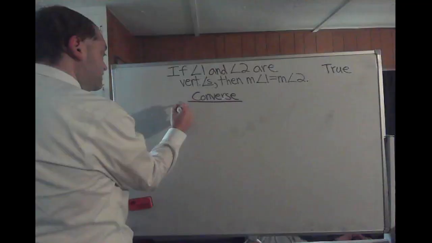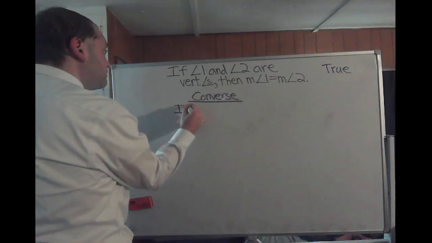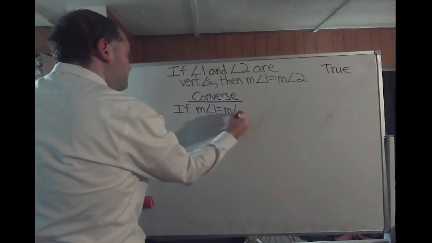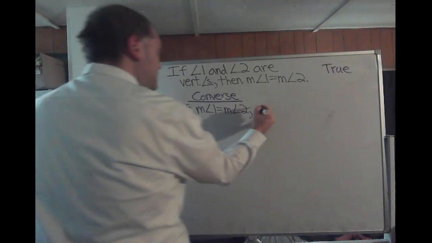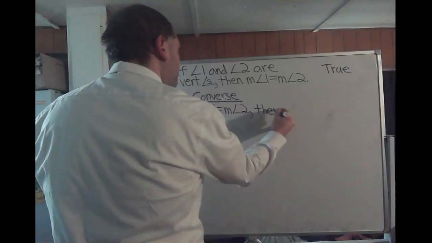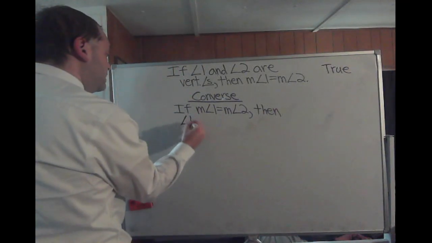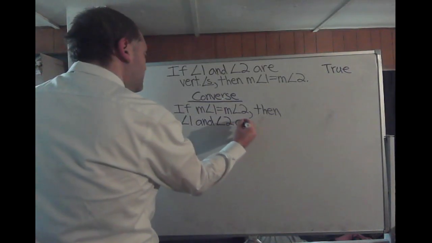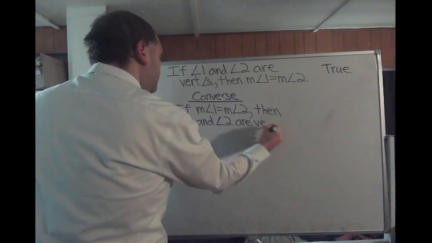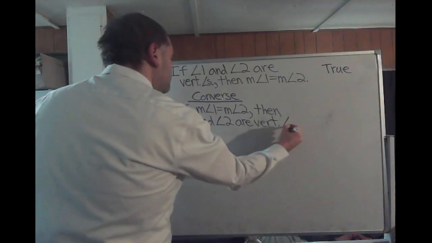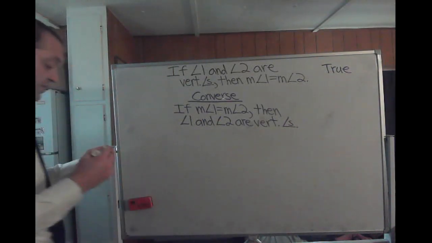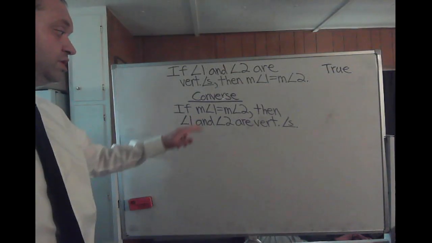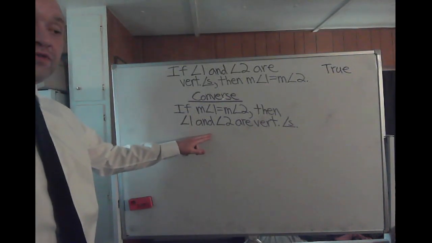Let's take the converse. If the measure of angle 1 equals the measure of angle 2, then angle 1 and angle 2 are vertical angles. So the converse of the original statement is that if the measure of angle 1 equals the measure of angle 2, then angles 1 and 2 are vertical angles.